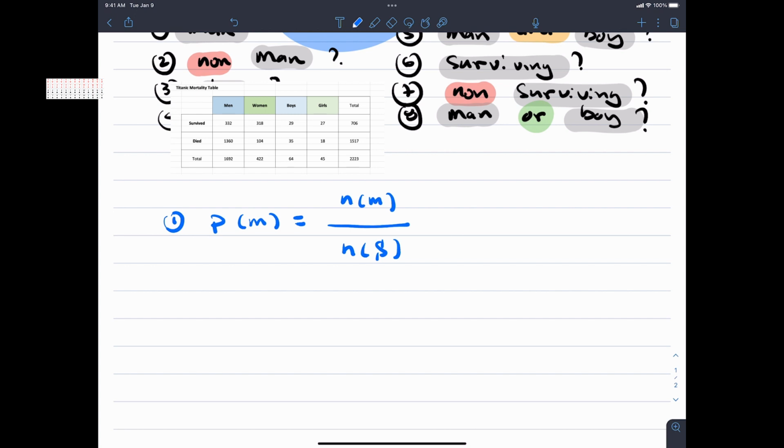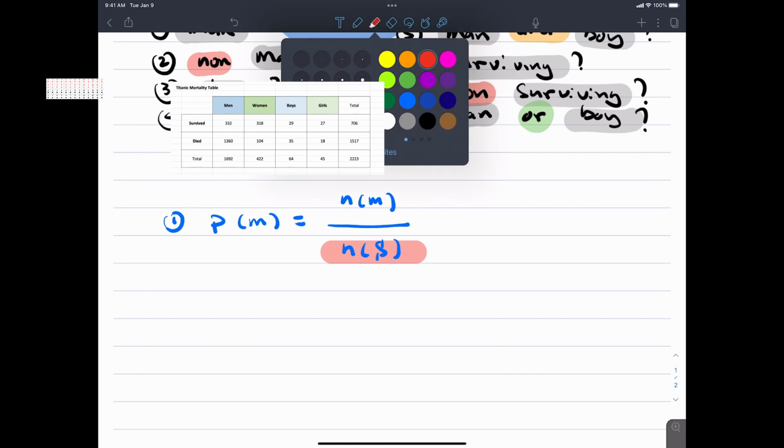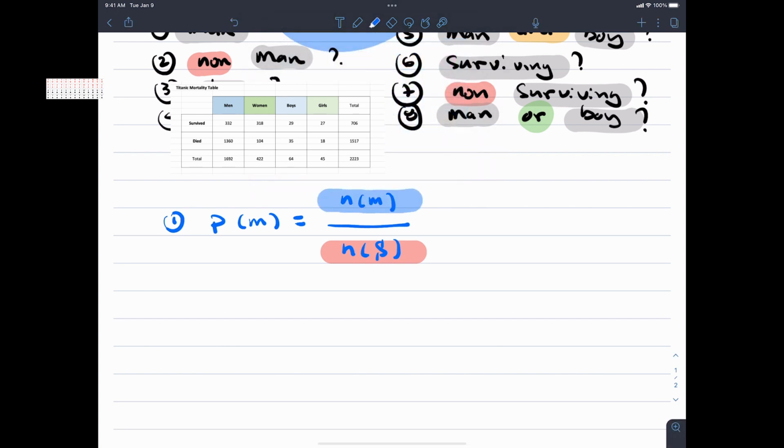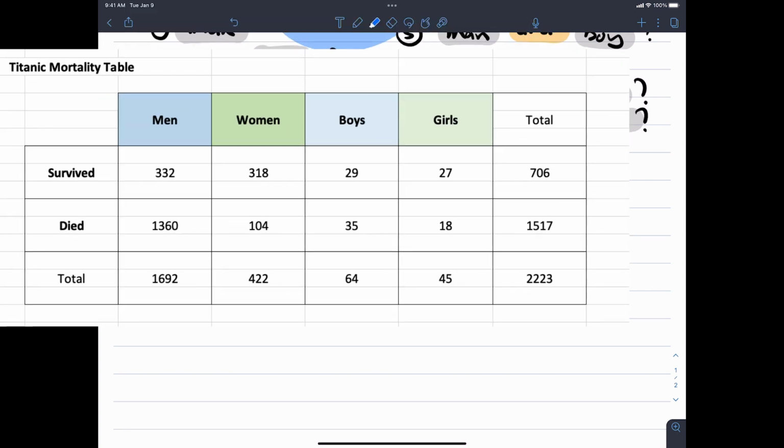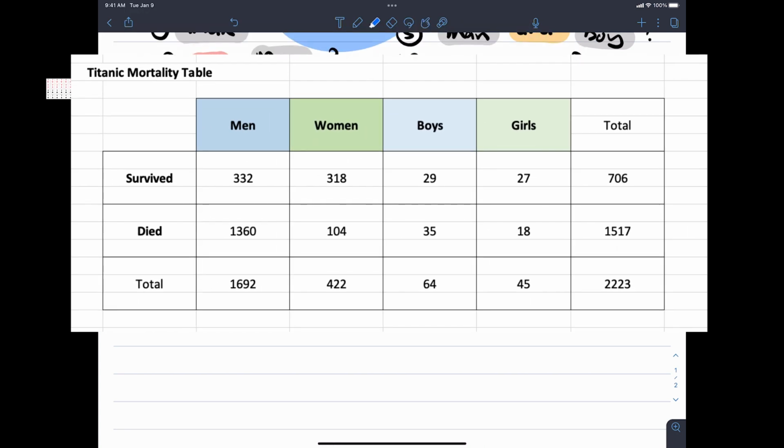Remember, you never answer a probability question without the definition. It just won't happen. So you now need to read off 2 numbers here. Okay? You say, well, what are the numbers? You need to know how many men were on the Titanic, and you need to know how many passengers were on the Titanic. Is that right? So in this table, how many men? You told me 1,692. Okay, how many passengers?